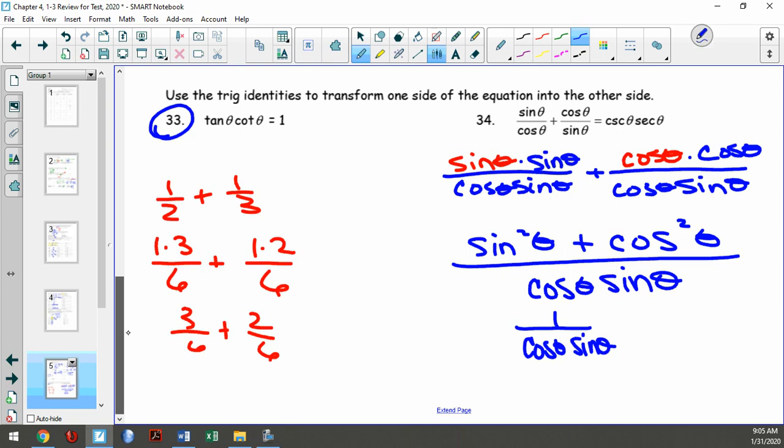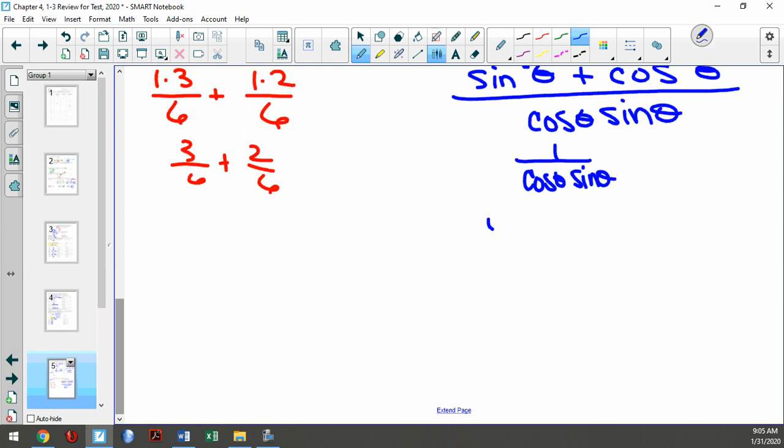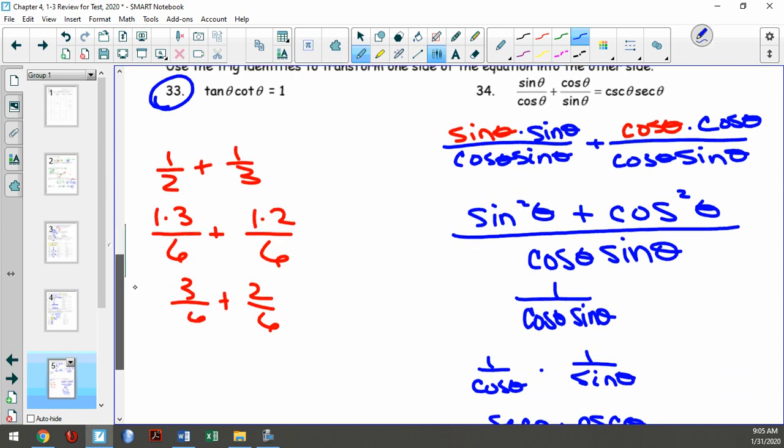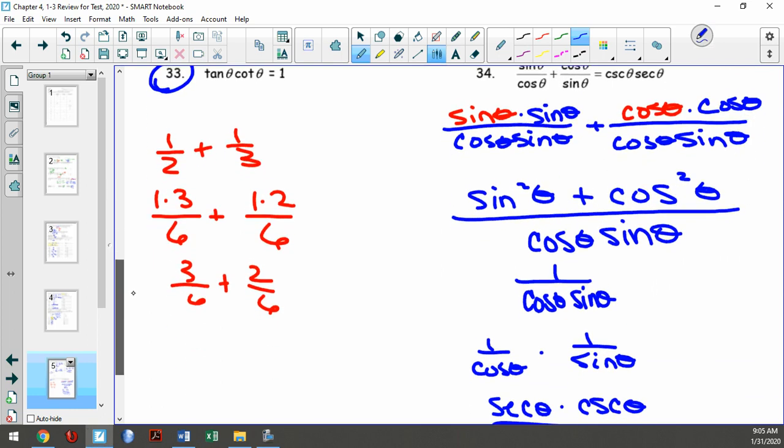So now I'm going to go ahead and tear these apart. So that's 1 over the cosine of theta times 1 over the sine of theta. What is 1 over the cosine? And what is 1 over the sine? And I can put these in alphabetical order and rearrange them by the commutative property, and I am done. That's what it wanted it to equal, correct?